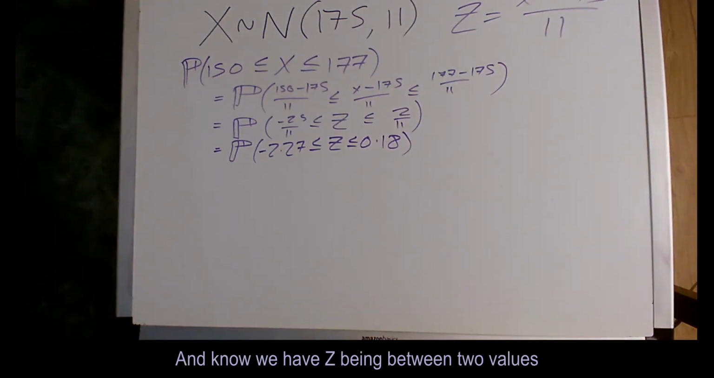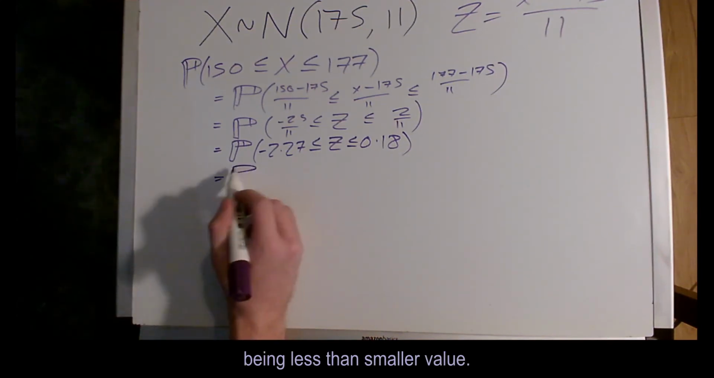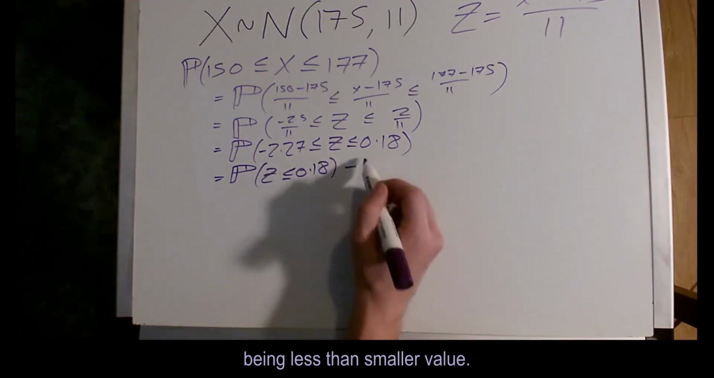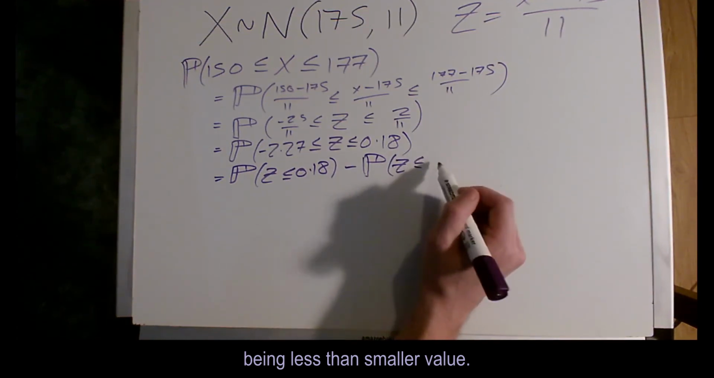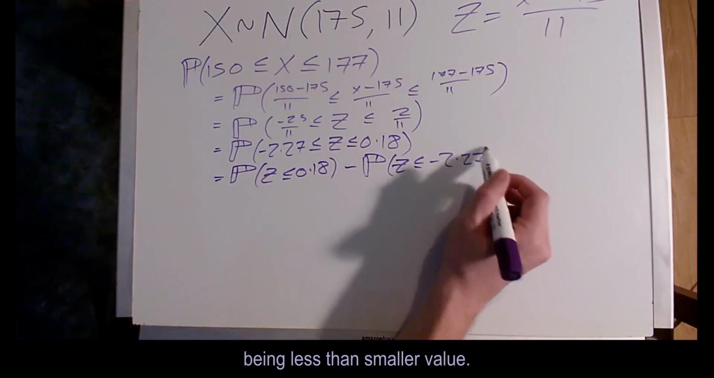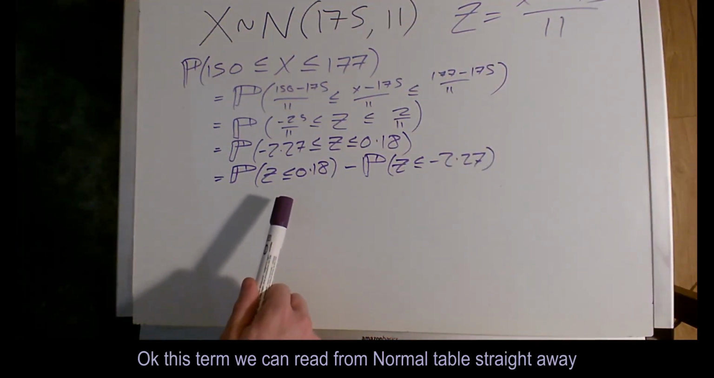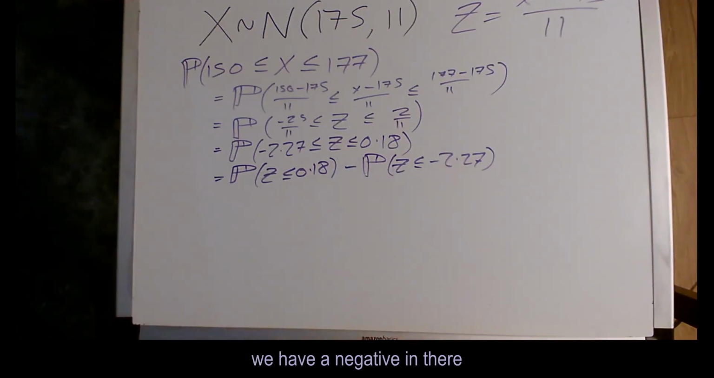And now we have z being between two values. So we can take the probability of z being less than the bigger value minus the probability of z being less than the smaller value. Okay, this term we can read from normal tables straight away. This term needs a bit of work. We have a negative in there.